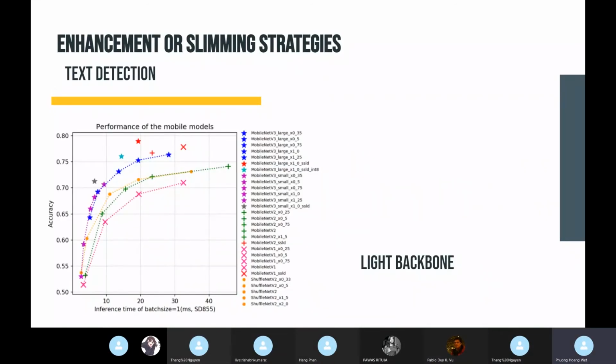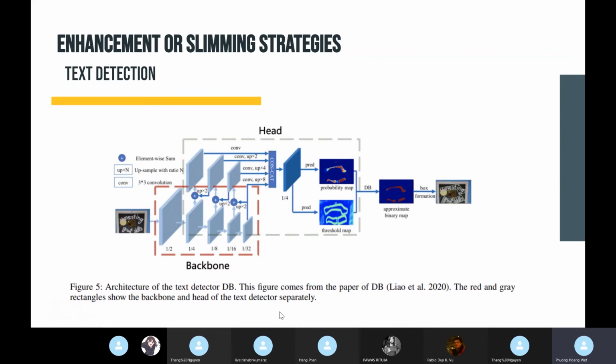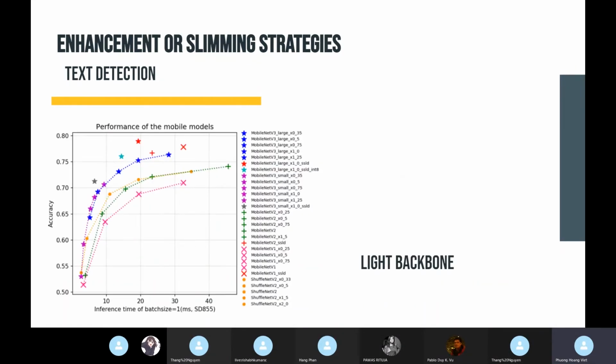Well, about the light backbone, because the size of the backbone has a dominant effect on the model size of the text detector, we use ultra-lightweight models that are often used as backbones: MobileNet V3, MobileNet V2, MobileNet V1, and ShuffleNet V2. As you can see in the graph, MobileNet V3 is the best, and it achieves higher accuracy when the prediction time is the same. So for the choice of scale, we adopt MobileNet V3 with scale 0.5.